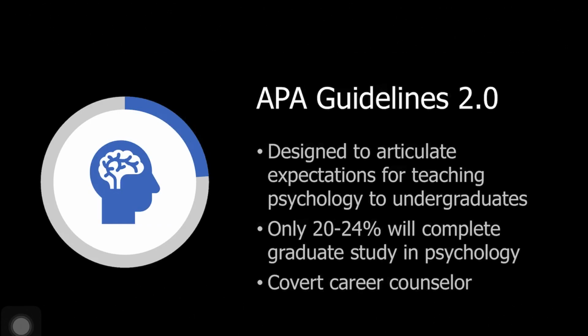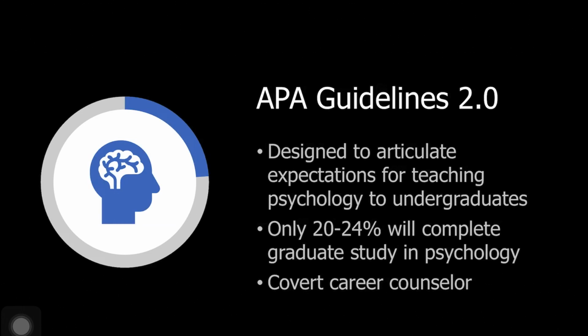The idea is that there's a set of expectations for teaching psychology to undergraduates, and there are nice tables all throughout it that explain what we would expect a psychology major who graduates to have: these are the skills that we would expect, and this is the information that we would expect that they come out of a major with.